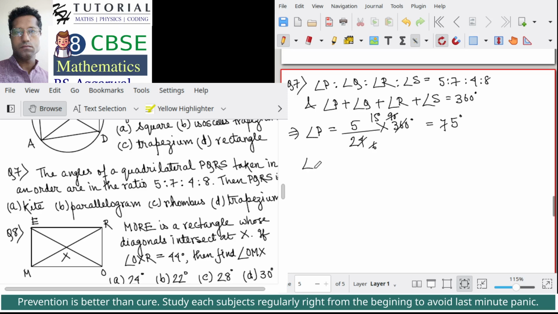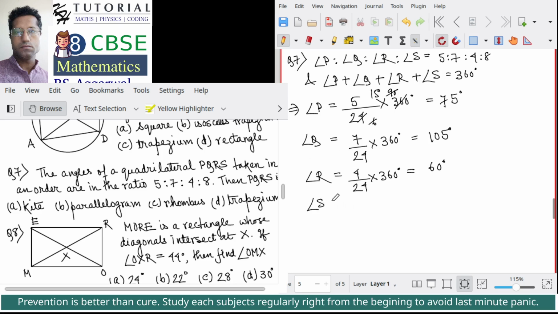Also angle Q will be equal to 7 by 24 multiplied by 360 degree. This will be equal to 105 degree. Also angle R will be equal to 4 by 24 multiplied by 360. This will be equal to 60 degree. And angle S will be equal to 8 by 24 multiplied by 360 degree. This is equal to 120 degree.